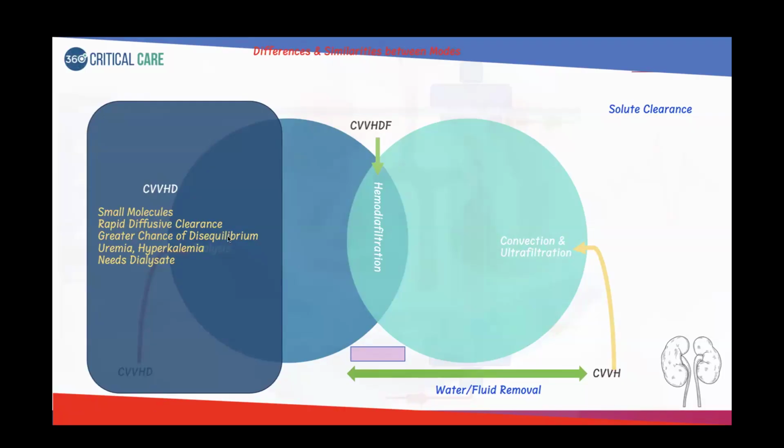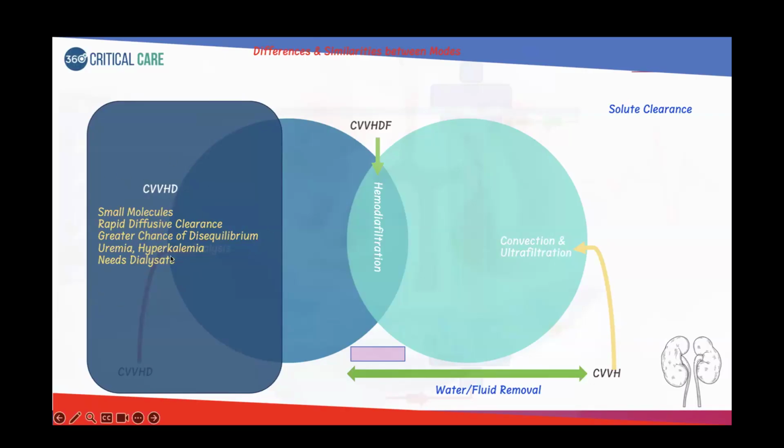You get a greater chance of disequilibrium syndrome whenever dialysis or diffusion is the predominant mechanism. The clearance of solute is very fast and you can have a disequilibrium syndrome. It is more useful for patients who have uremia or hyperkalemia, and it does need dialysate because you need something going in the dialysis chamber. The dialysis part, or intermittent hemodialysis, also has the same principle, more of a diffusive type of clearance.